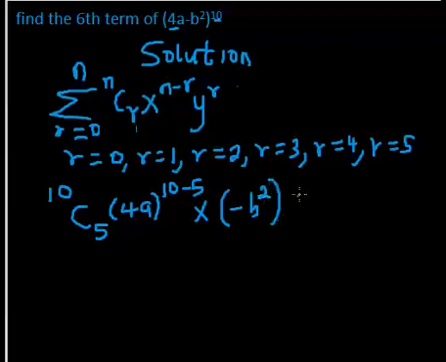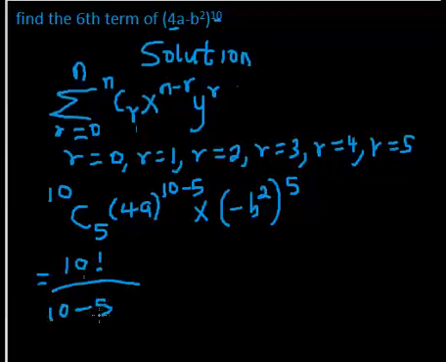Minus b squared, then raised to the power of r, which is 5. So we know how we do our combination. That is 10 factorial divided by 10 minus 5 factorial, then times 5 factorial.